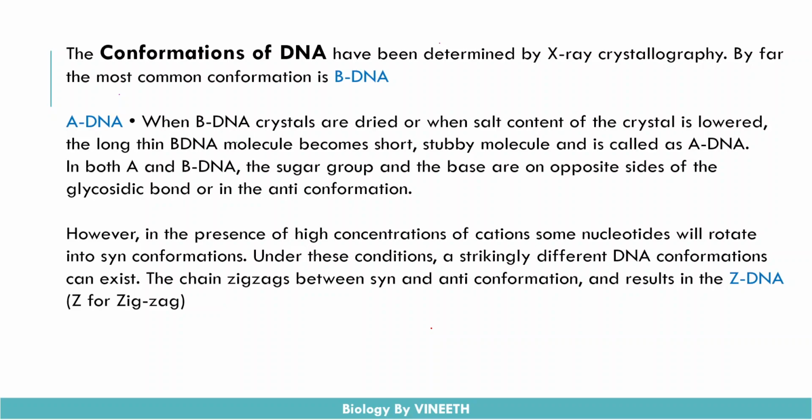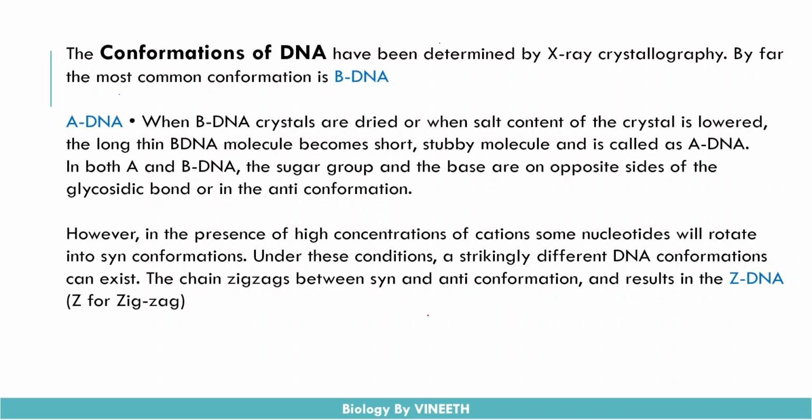In A DNA and B DNA, the sugar group and the bases are on opposite sides of the glycosidic bond, in the anti conformation. There are two types of conformations for the sugar molecules: anti and syn conformations. I will discuss the anti and syn conformations later, but just remember that A DNA and B DNA contain the anti conformations.